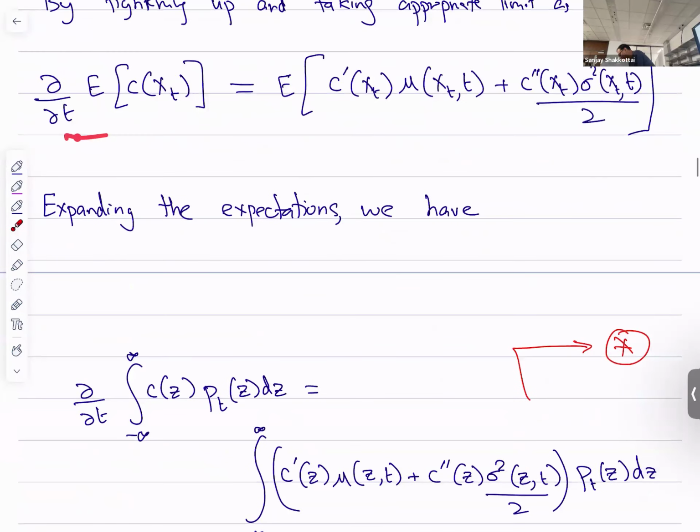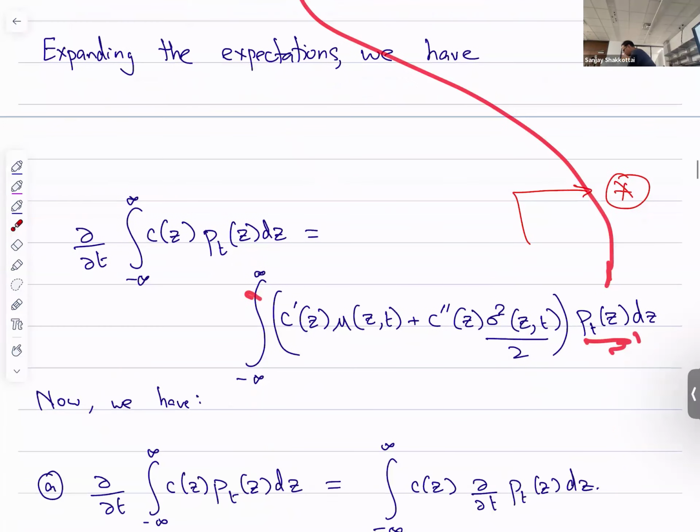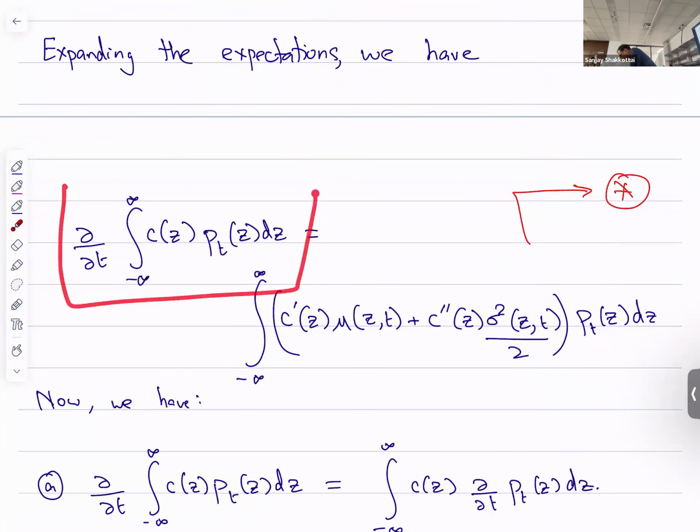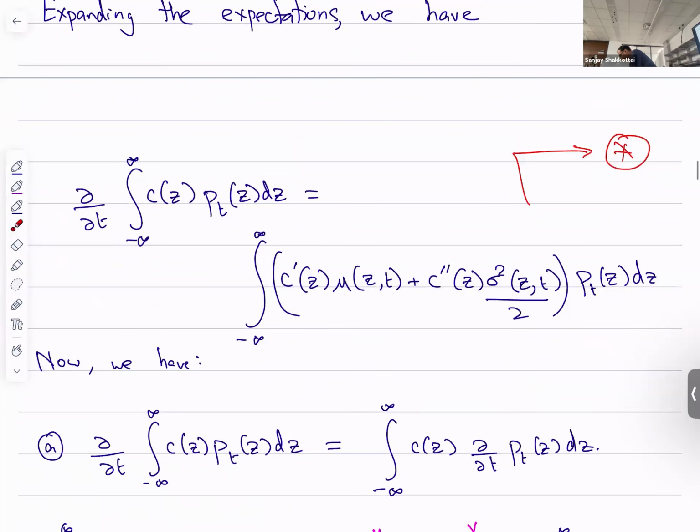Let's expand. So what I have is an expectation of x of t, which means it's an integral. This expectation means it's just an integral with respect to the density of x of t, which is all I've written here, times del by del t. This expectation again, there's a density. That's what this expectation becomes, the integral. So let's first look at this. I can take this derivative inside and write it as c times the derivative of the density.